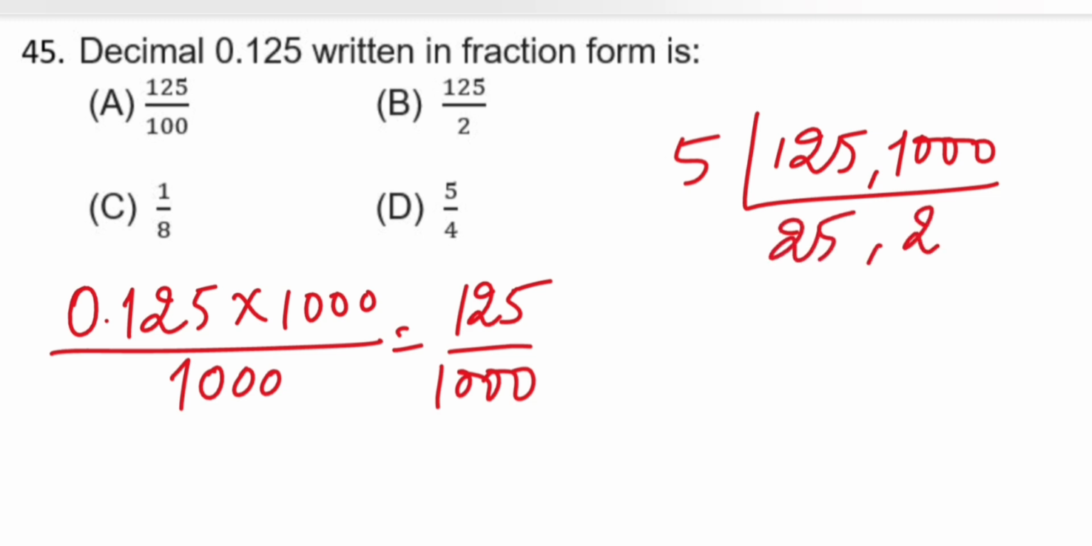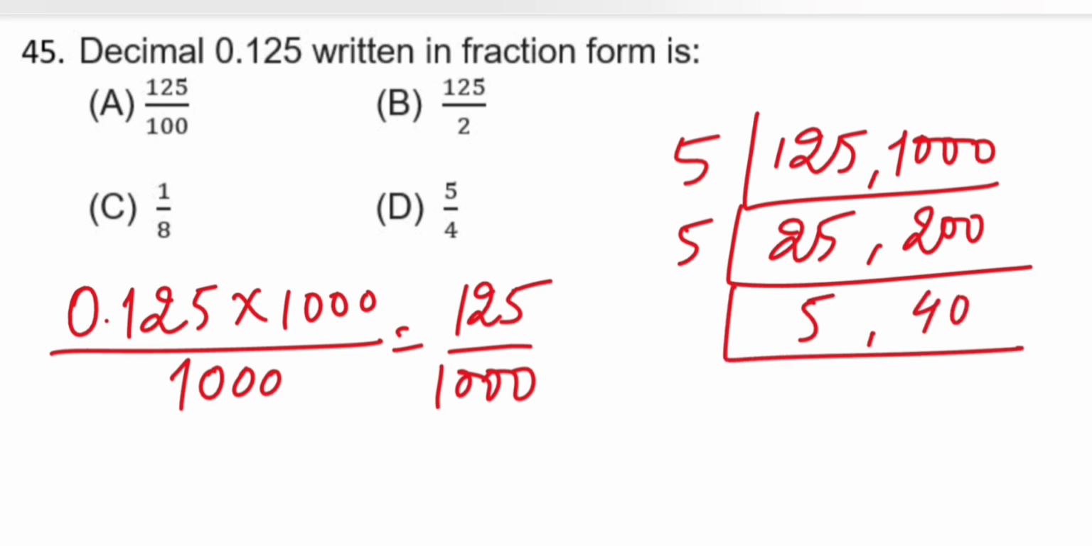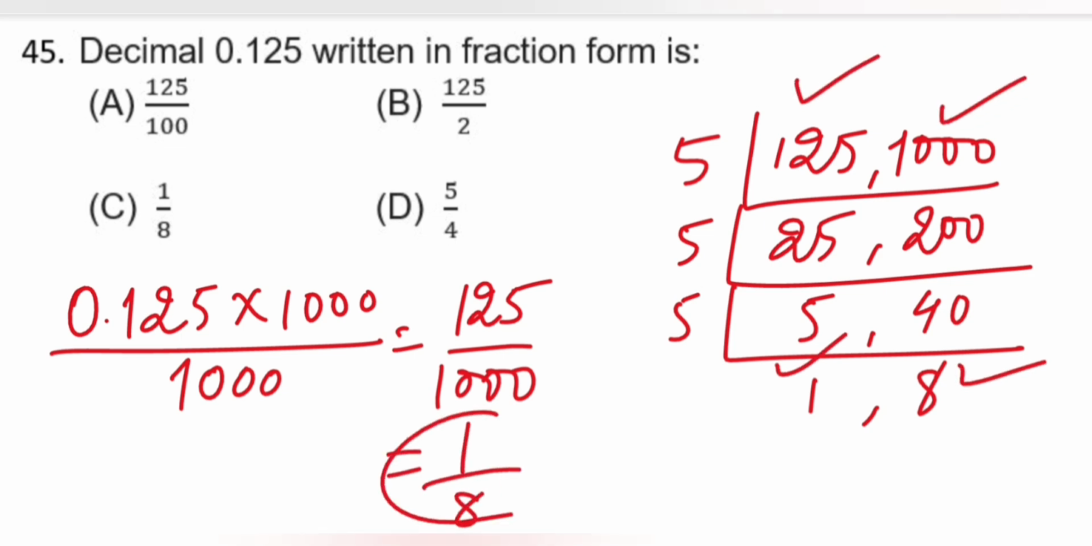Okay, so 125 and 1000 can be divided by 5. Again 25 and 200 can be divided by 5, and 5 and 40 can be divided by 5. So it will become 1 by 8. So 1 by 8 is the right option. Okay, so let us move to the next question.